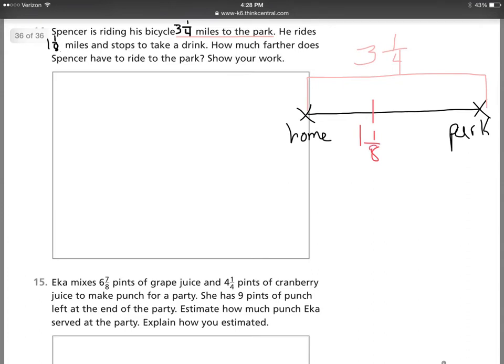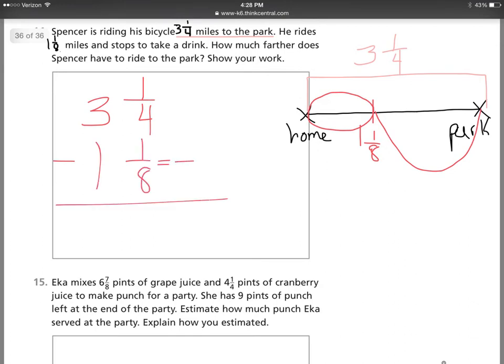So I can see now that I need to ride 3 1/4, but I've already ridden some of the distance, so I can subtract the distance that I've already ridden in order to find the distance that I still need to go. So I'm going to take my 3 1/4 and subtract from that 1 1/8.